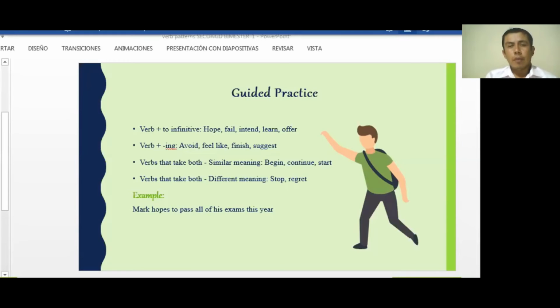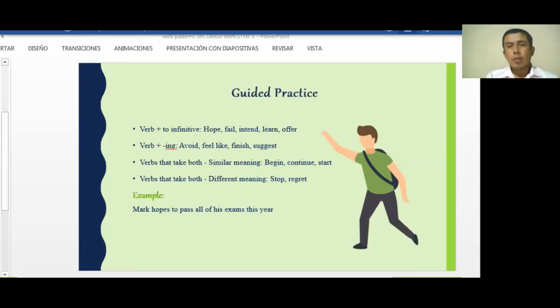Verbs that take more to infinitive, such as offer. Verbs that take more -ing, such as feel like, finish. Verbs that take both with similar meaning, such as begin, continue, start. Verbs that take both with different meaning, such as stop, remember.